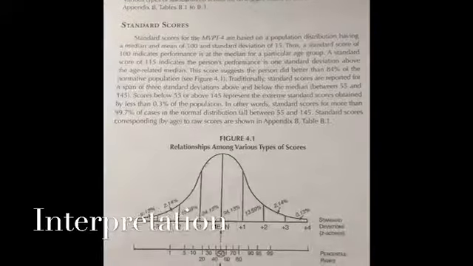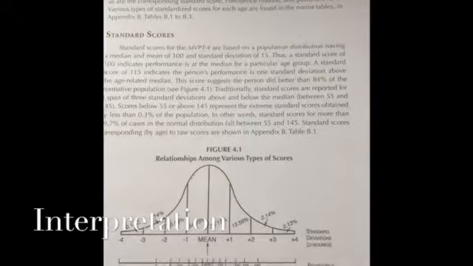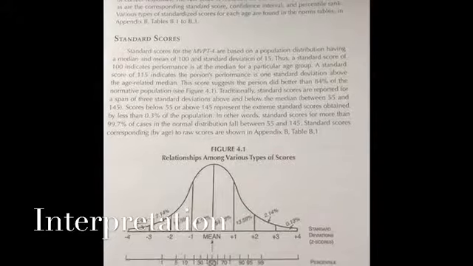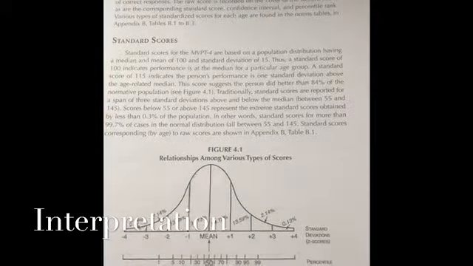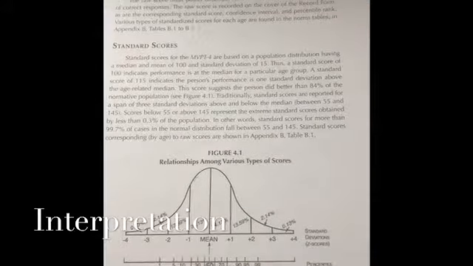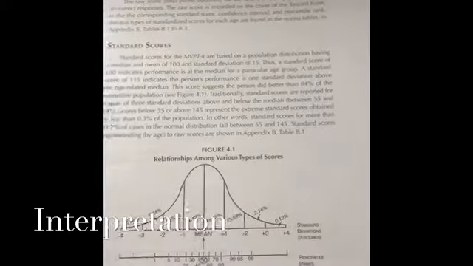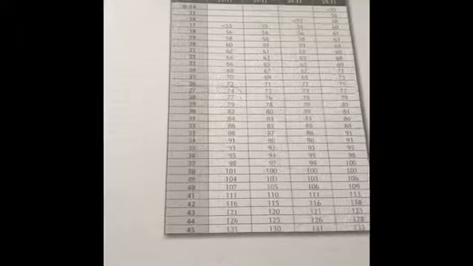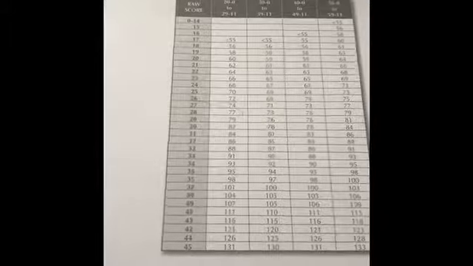where it indicates that a score below 55 or above 145 represents the extreme standard scores obtained by less than 0.3% of the population. So in other words, the normal distribution for this particular assessment falls between 55 and 145. The age-specific raw score to standard score conversion can be found in Appendix B of the manual.